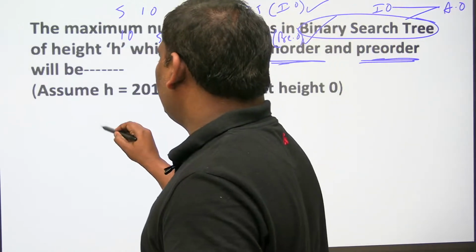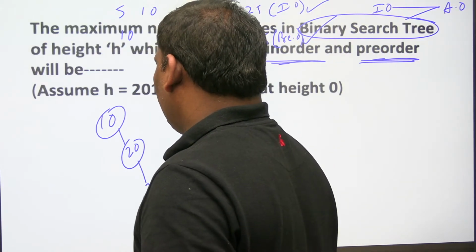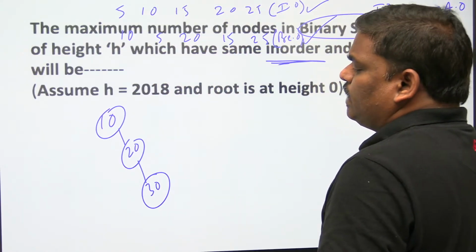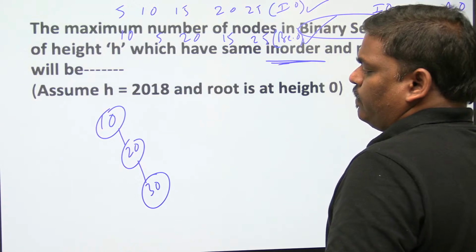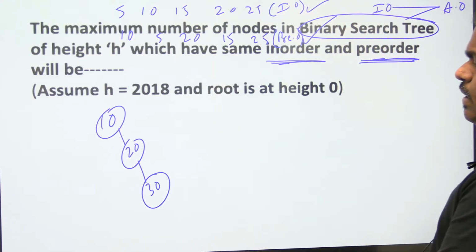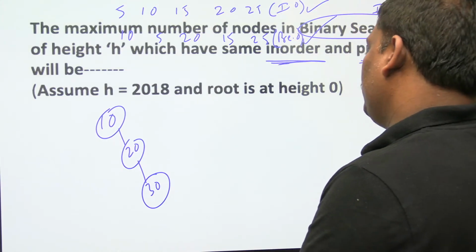I think this may be 10, 20, 30. You check now. What is the pre-order? 10, 20, 30. What is the in order? 10, 20, 30. Please check. Pre-order also 10, 20, 30. Right? In order also 10, 20, 30. Please check.